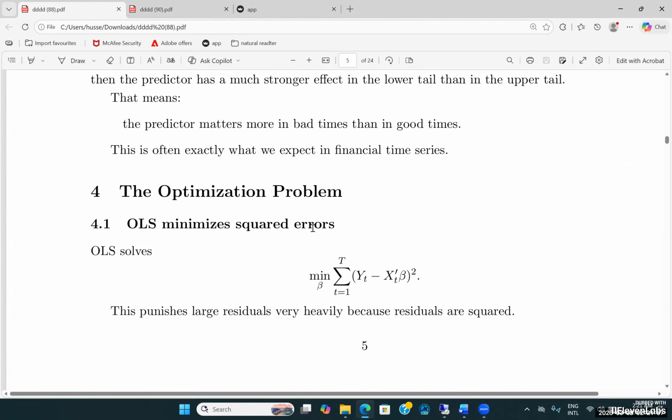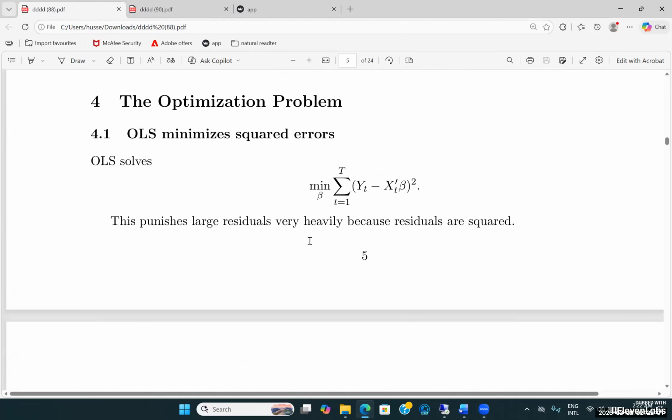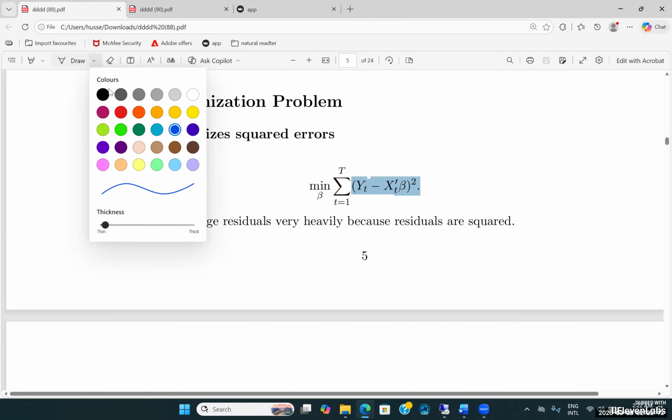But how exactly does the optimization process work when we're trying to find the quantile regression coefficient? Just to give you a quick reminder, the ordinary least squares method, or OLS, operates in a specific way. Its primary goal is to identify the optimal beta coefficient, ensuring that it effectively minimizes the sum of the squared errors.